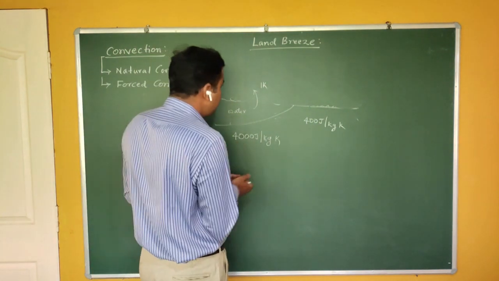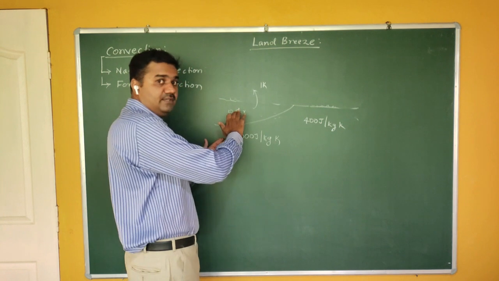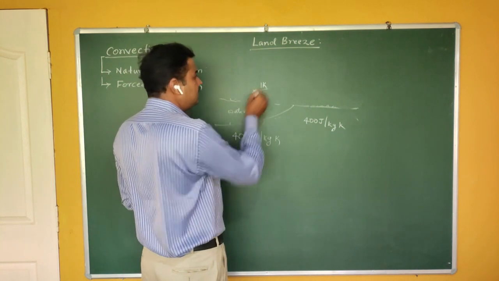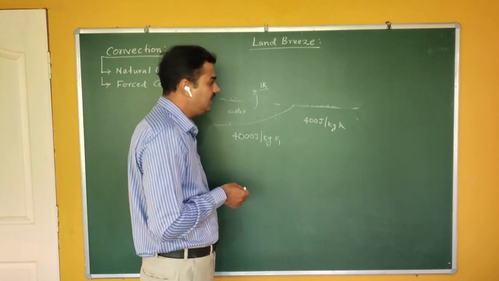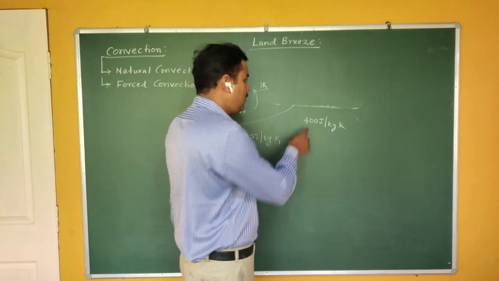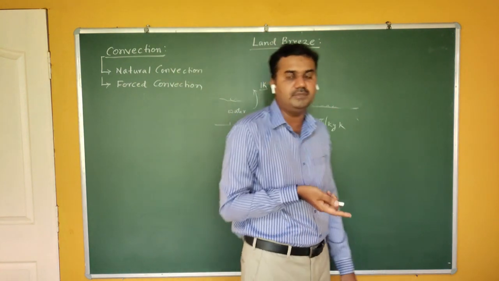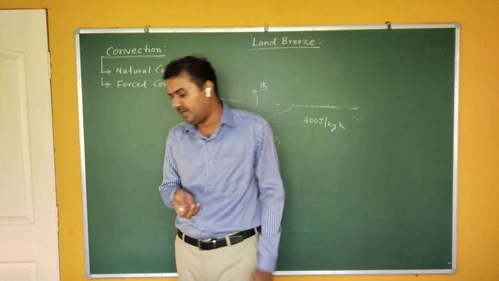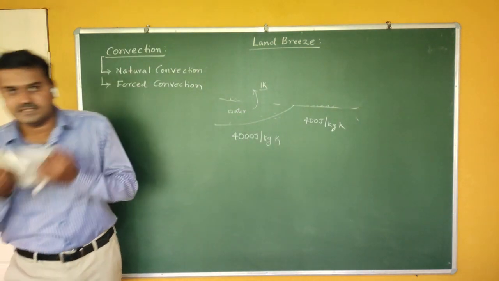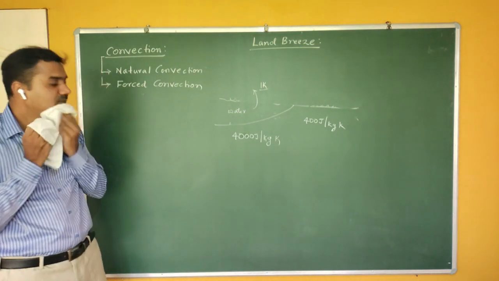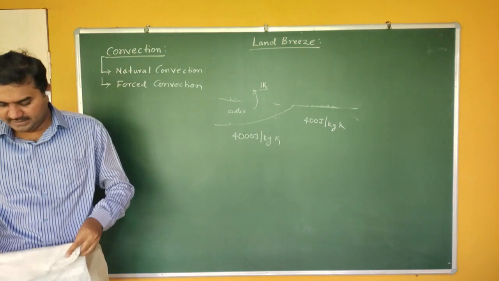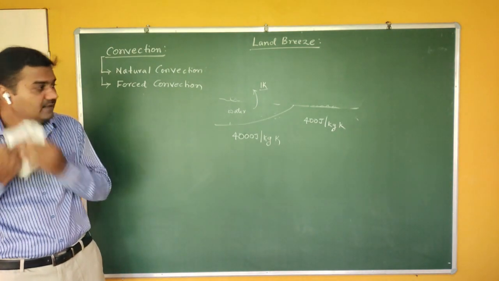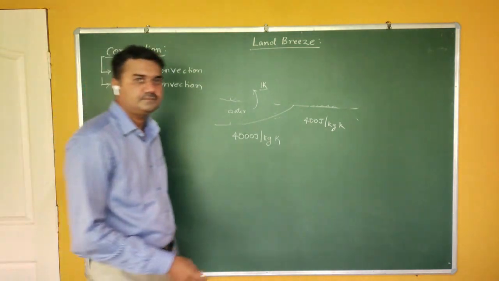Okay, so when 4000 joule of energy moves out from the water, the temperature decreases by 1 Kelvin. Whereas in case of land, when 400 joule of energy is released from the land, then its temperature decreases by 1 Kelvin. Okay, are you getting me?